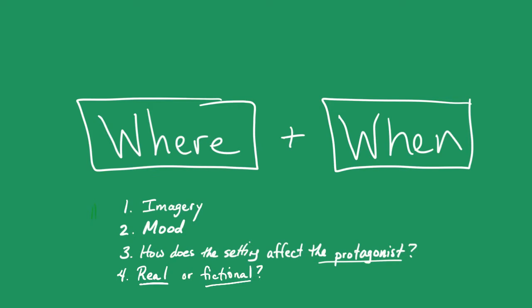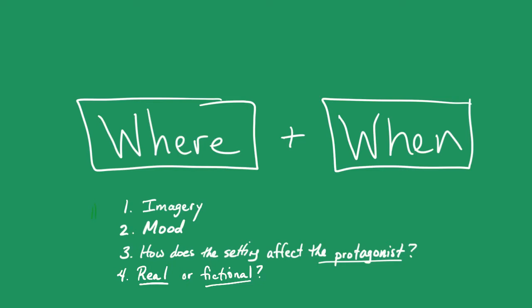Another thing to consider is whether the setting is a real place or a fictional place. If it's a real place, the author will usually give you clues to tell you where and when we are in time, and you're going to need to use your knowledge of that time period and that place to give the book more context. If it's a fictional place, then the author's going to spend a lot of time establishing the world, describing things, getting you into the world that they're creating for you.